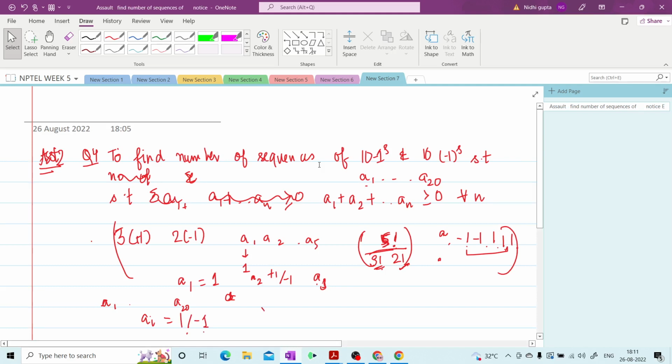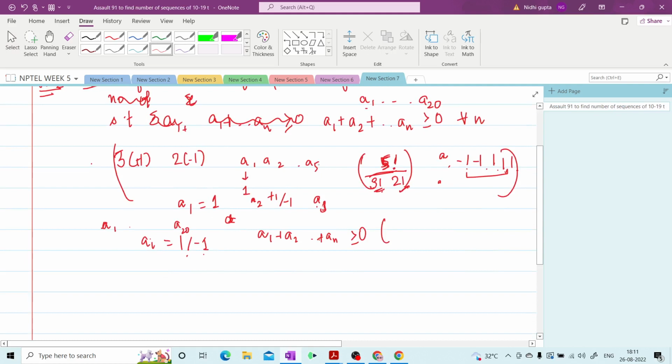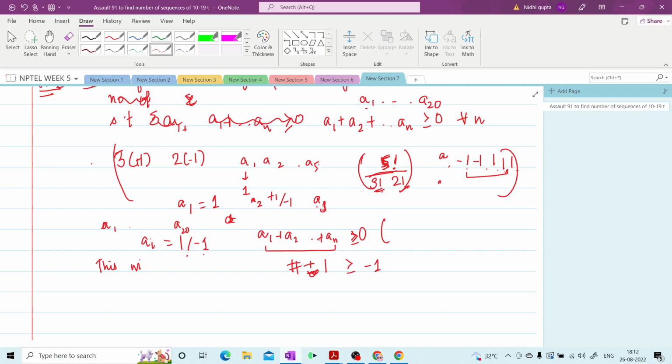Your sequence should satisfy this property, that each partial sum A1 to An, for any n, should be non-negative. This will happen only if the number of positive ones at each stage is greater than or equal to the number of minus ones. Then only this partial sum will be non-negative. Catalan number can be the final answer, I think.